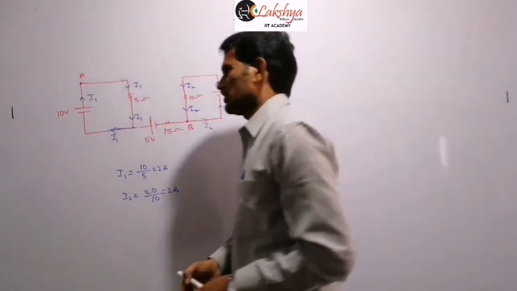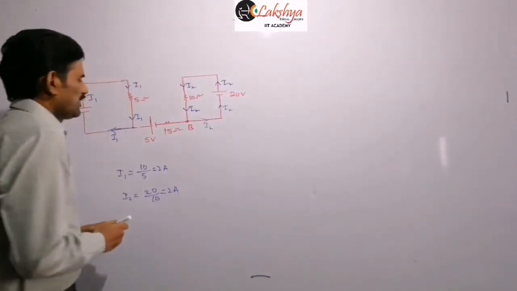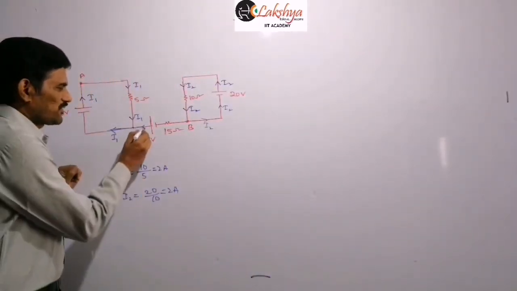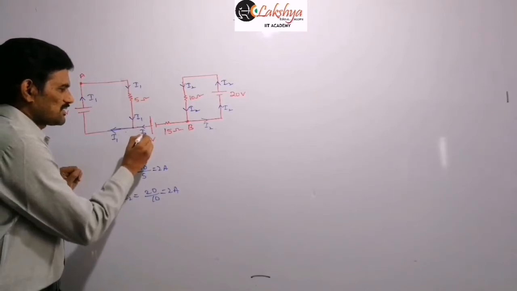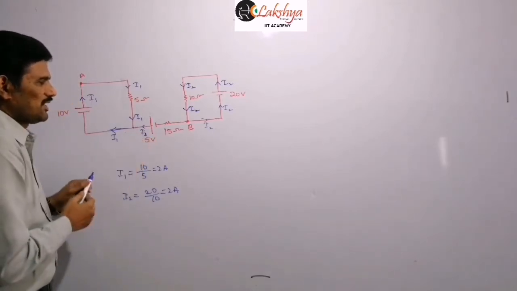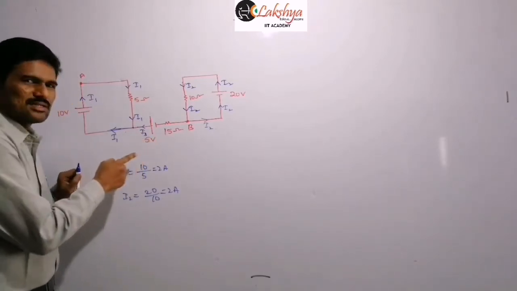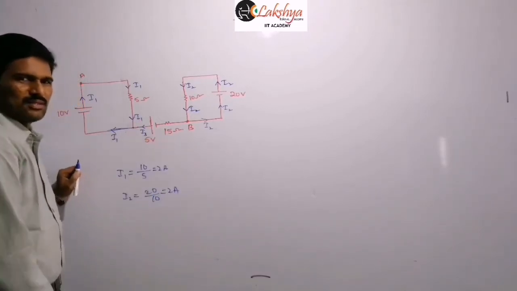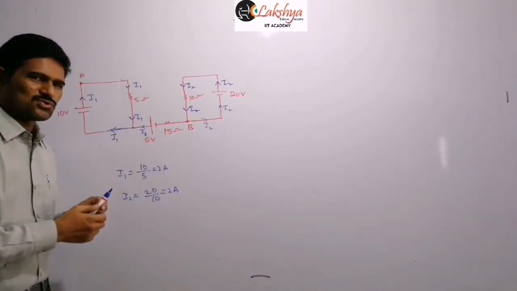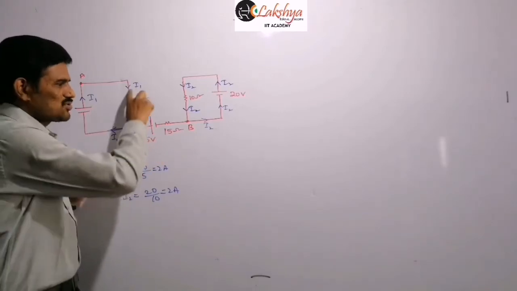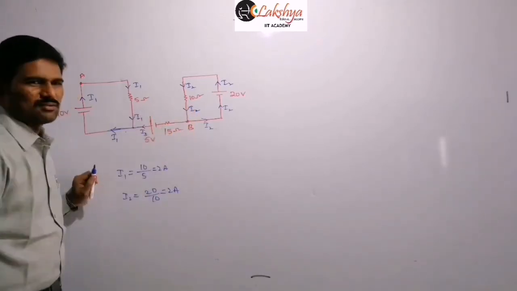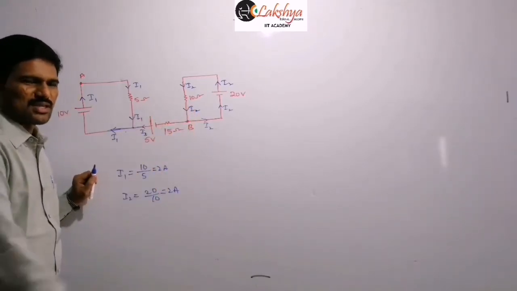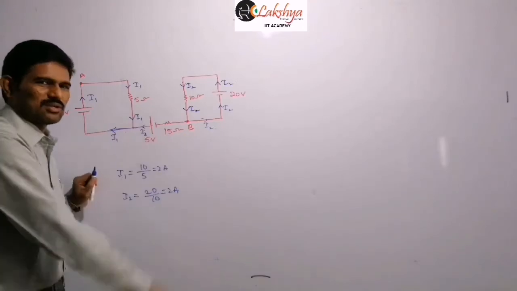If you are assuming like this, suppose I am taking some amount of current I1, say this, and I3 is coming like this. Then is there any chance that the same amount I3 is entering into the negative terminal? If I3 is coming out of this positive terminal, is there any chance to enter into the negative terminal of the cell? There is no chance. This I3 can't enter into this negative terminal here.